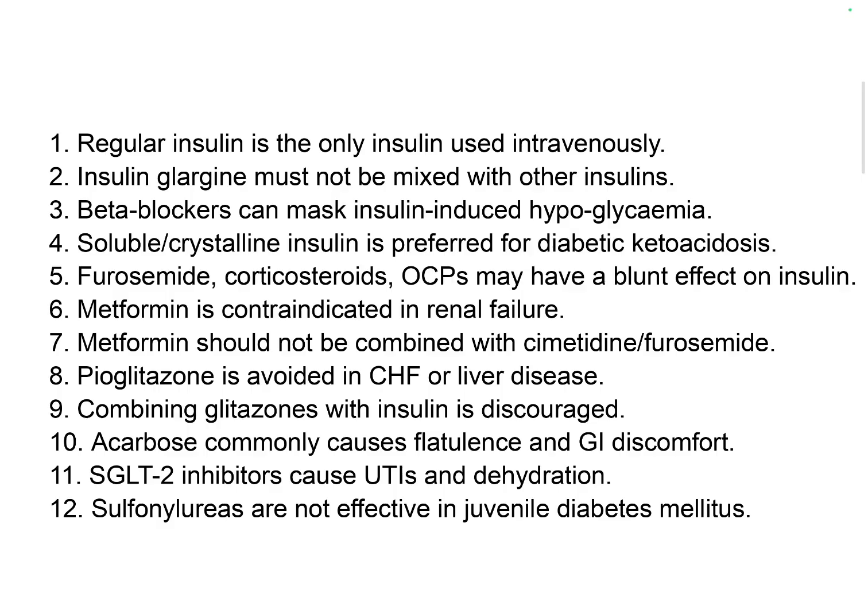Question number 4. Soluble or crystalline insulin is preferred for diabetic ketoacidosis. What happens in diabetic ketoacidosis? It is a life-threatening emergency characterized by severe dehydration, acidosis, and peripheral circulatory failure, that is shock. In a serious situation like this, if we administered subcutaneous insulin, the patient, who is severely dehydrated with peripheral vasoconstriction, would have poor, unpredictable absorption, and we can't afford that.